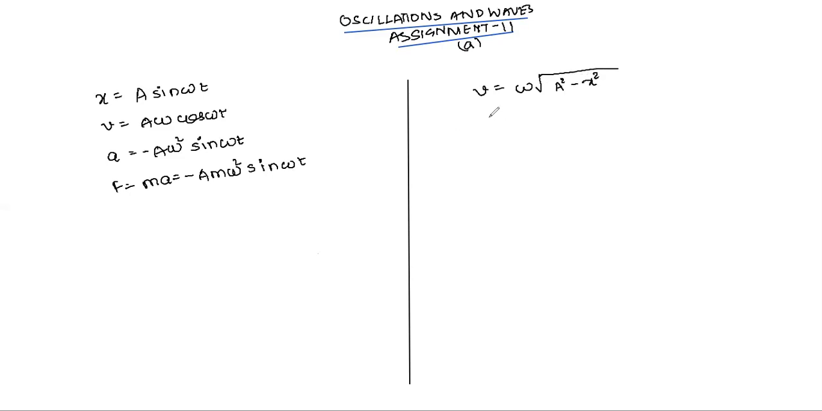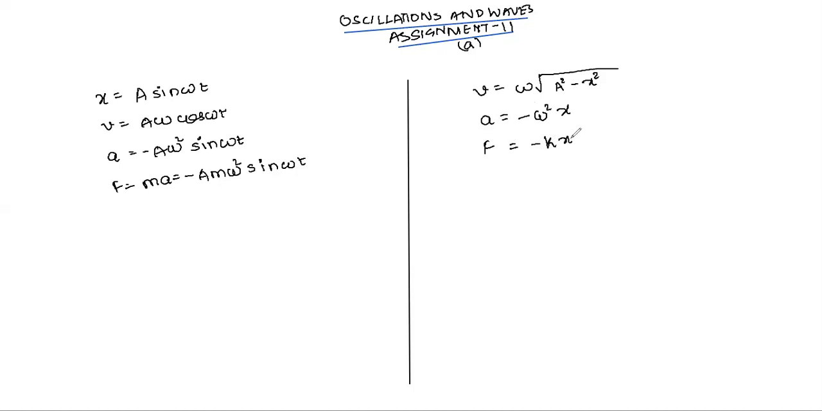We also found that acceleration a is equal to, how is it given in terms of x? Just see the notes. Minus a omega square x, minus omega square x. Absolutely correct. Excellent. So we have this, and then how do we write force in terms of x? Minus kx. Very good.